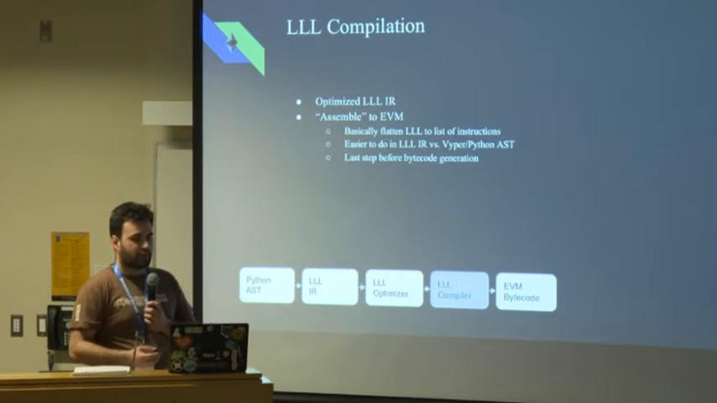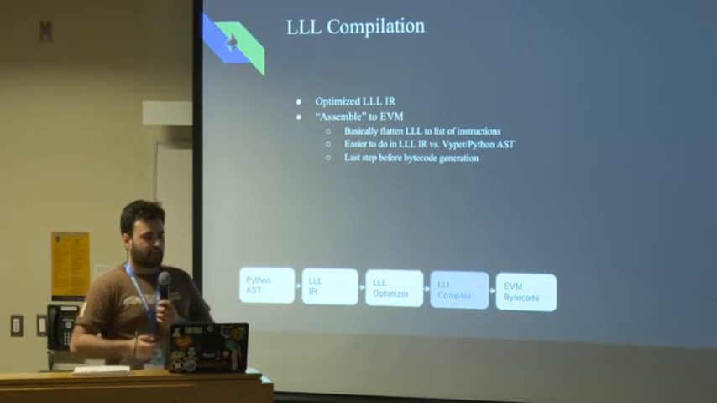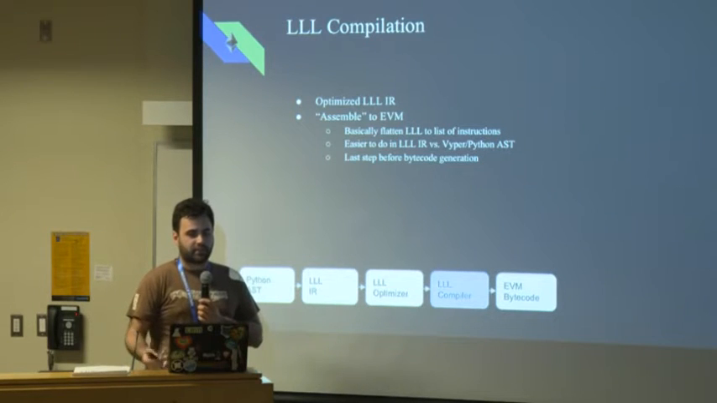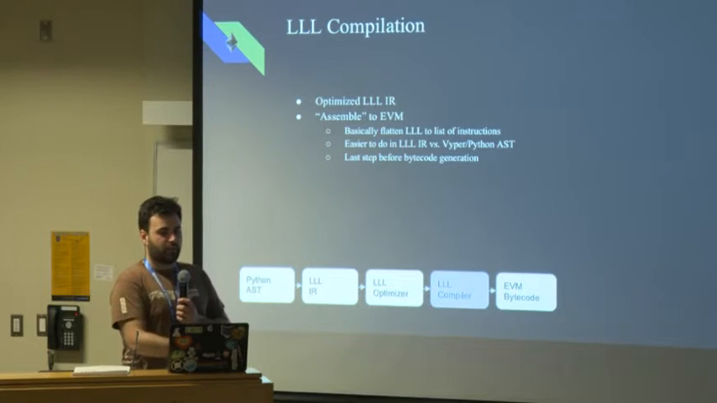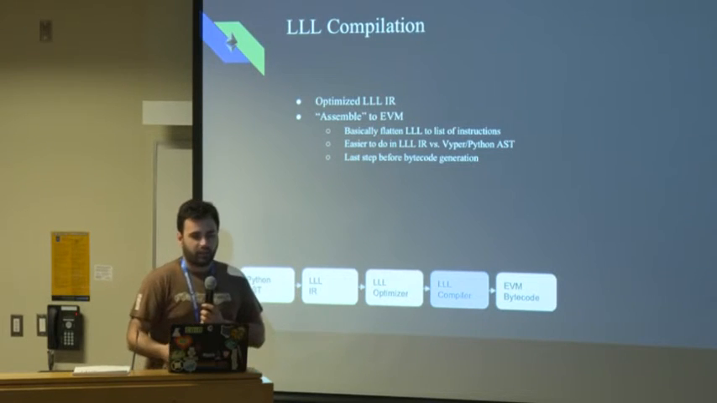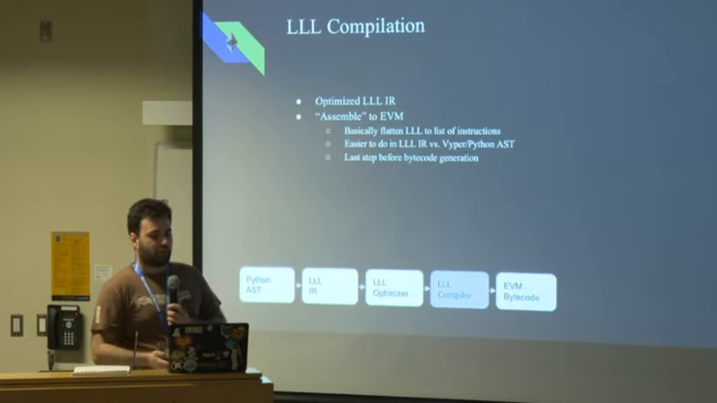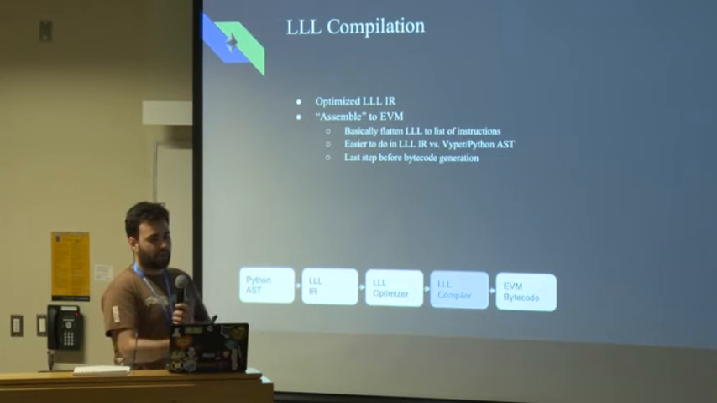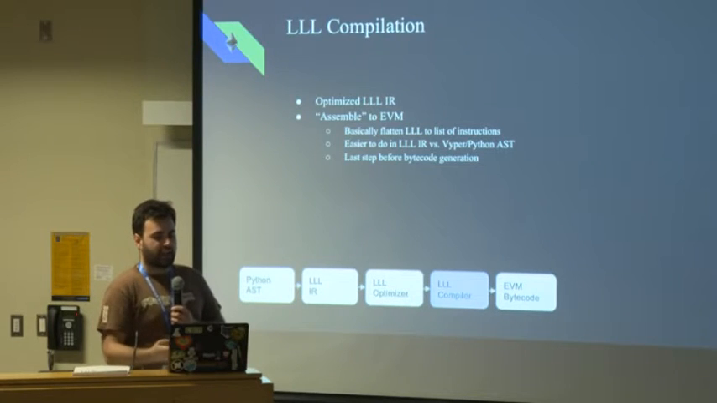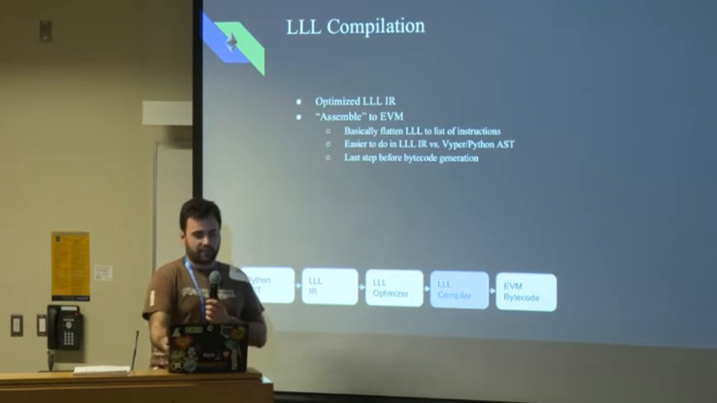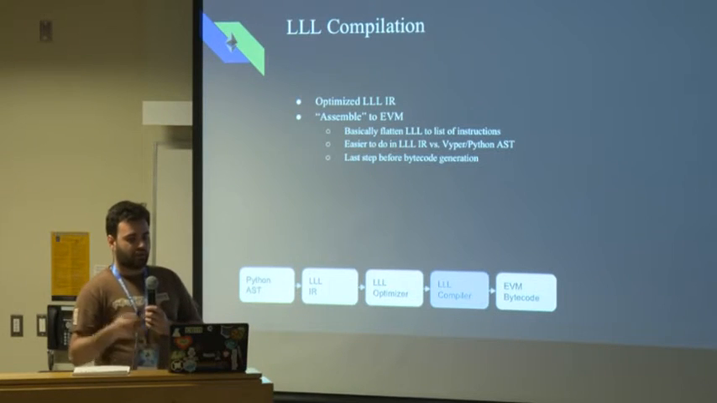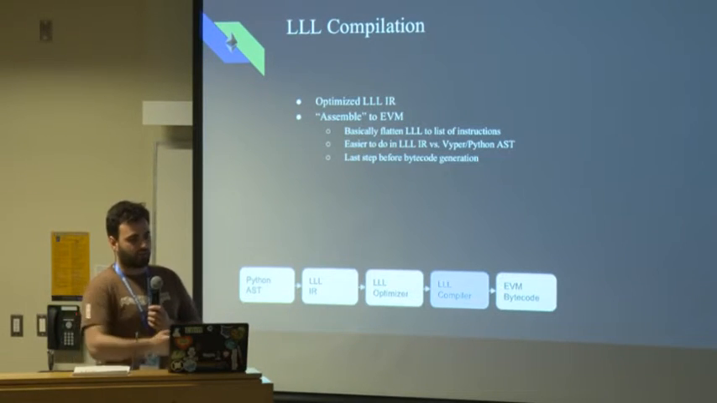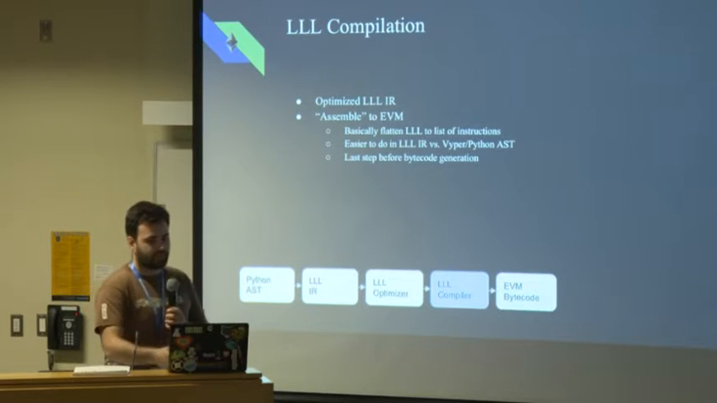Next, we take our optimized triple L and flatten the Lisp to assembly. EVM is a stack-based processor, so flattening enables an easy translation of the assembly to EVM bytecode. This is easier to do using the triple L IR than it would be directly from the Python AST. But since triple L doesn't have, and the EVM doesn't have, support for types besides native Ethereum words, the flattening becomes much easier than it would be if you were leveraging the data types in the raw Viper code and trying to do it all at once.